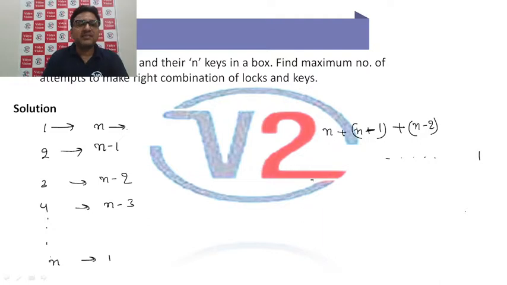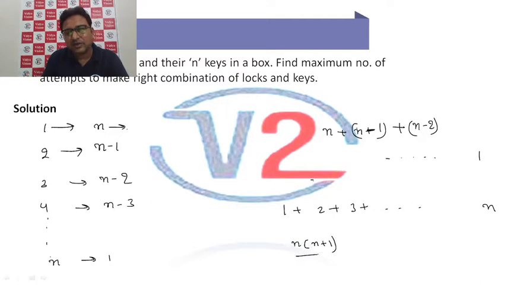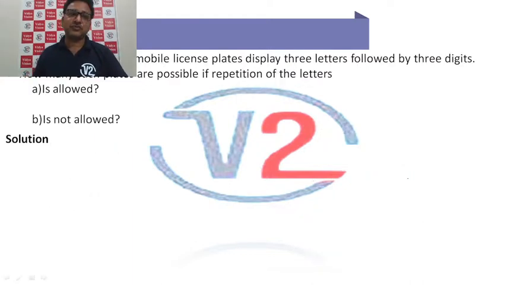Now we see that n into n minus 1 trial, n minus 2 trial, up to 1 trial. So 1 plus 2 plus 3 plus 4 plus up to n. This means the sum of this combination is n into n plus 1 by 2. So this is the maximum number of combinations, the maximum number of attempts to make the right combination of locks and keys. Clear? Now we go for the next question.